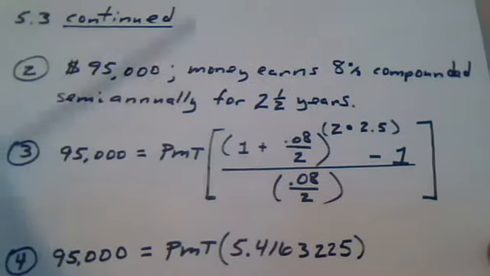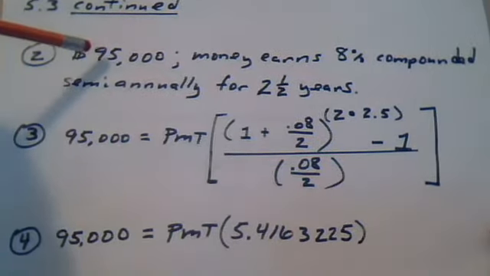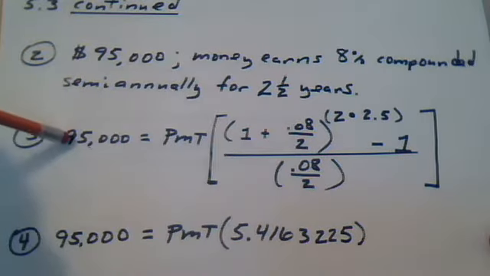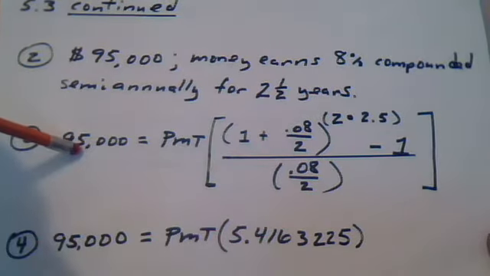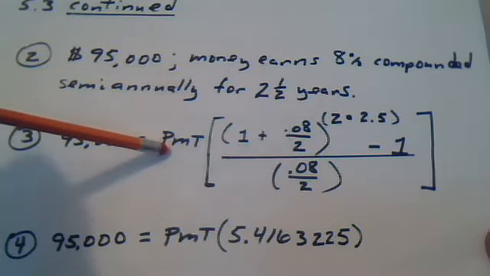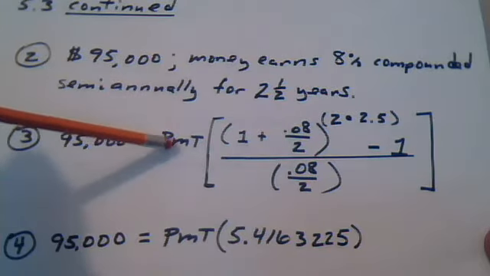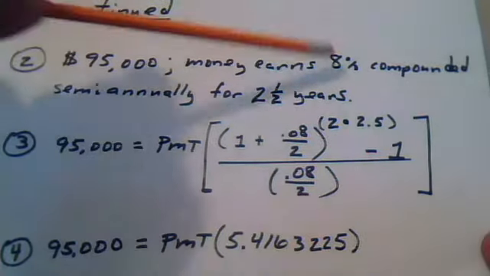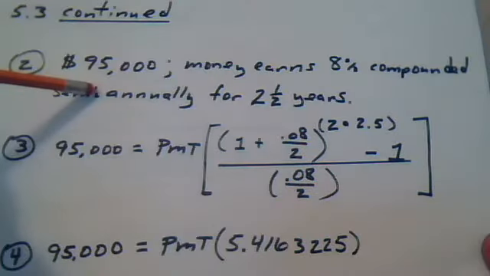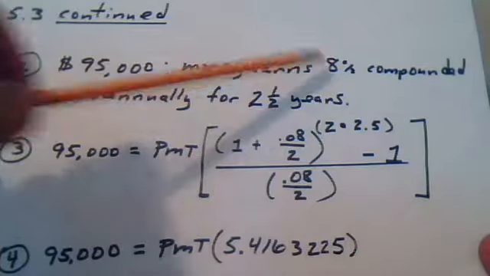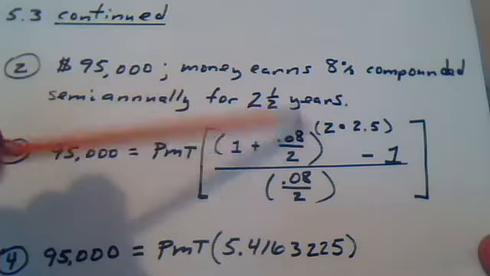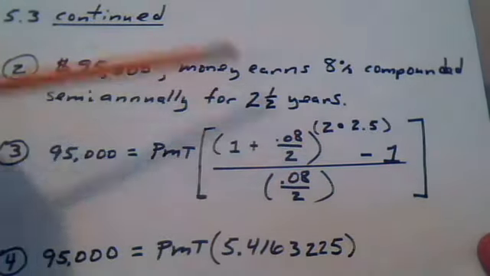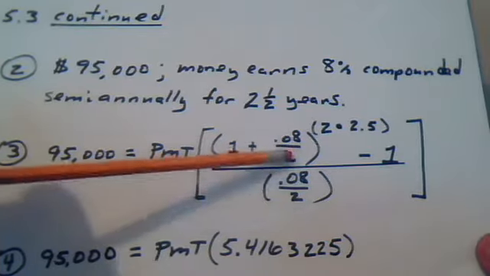So here's the information. We would like to have in the future $95,000, so it takes the place of the FV. The amount of deposit is what we're looking for. And the money earns 8% compounded semi-annually. So 8% in decimal is 0.08. Compounded semi-annually means M is 2.